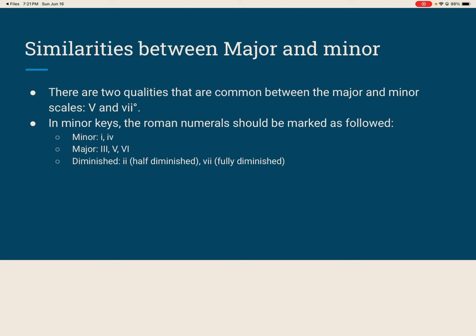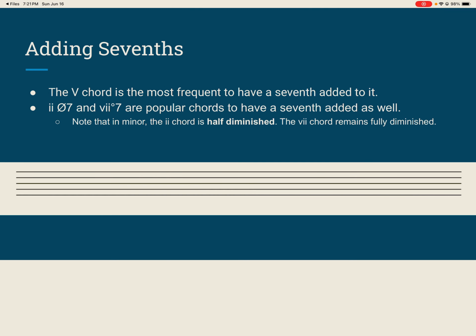So similarities. There are 2 chord qualities that are common. They stay the same, which are the 5 chord and the 7 chord. 7 will always stay diminished, 5 will always stay major, which also will help remind you to raise the 7th scale degree in the key, as opposed to the chord. And then in minor keys, the Roman numerals should be marked as follows. So you could take a note of those. You could pause if you need, but I'm going to continue going on, because we need to add 7ths.